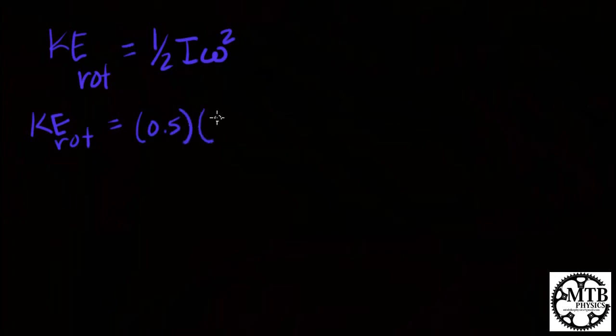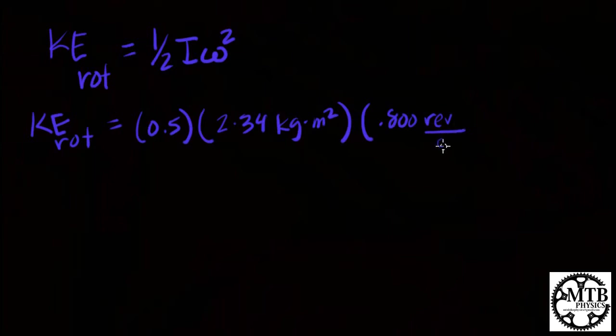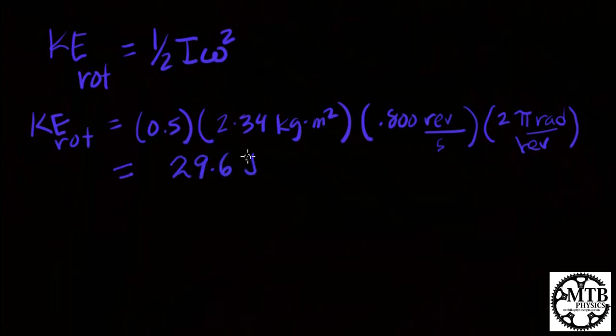0.5 times 2.34 kilograms times meter squared times 0.800 revolutions per second. We're going to convert to radians per second by using two pi radians per revolution. Square that. Oops, missing the square there, but that is squared. And our answer will end up being 29.6 joules.